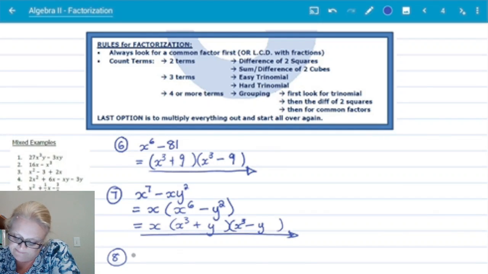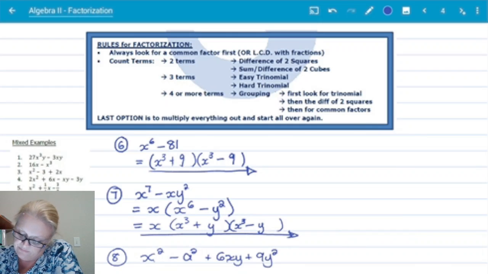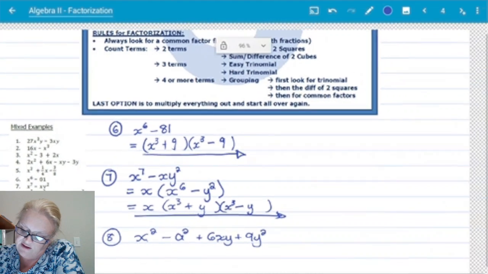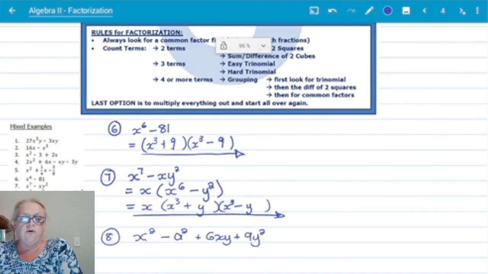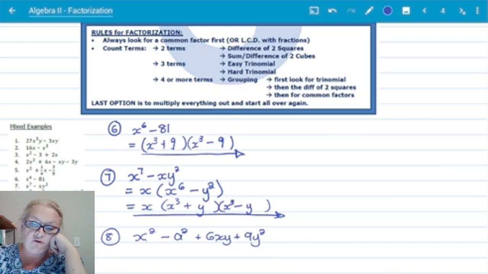Question 8. x squared minus a squared plus 6xy plus 9y squared. All right. First rule, common factor. Is there one? No. Second rule, count the terms. There are four terms, which makes it a grouping sum. First rule of grouping, look for a trinomial. Can you see one?